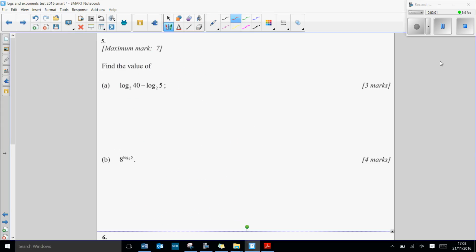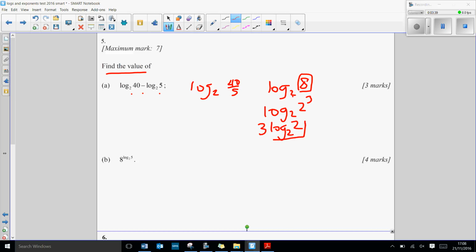Okay, question 5, we've got the same base for both of these log statements, and we're subtracting them, so we know this is going to be log base 2 of 40 divided by 5, so that's log base 2 of 8. Now we need to find the value, so we need to carry on going. The easiest way to do this is to recognise that this is base 2, so we need to try and write 8 as a power of 2. So this is going to be log base 2 of 2 cubed. The 3 then comes in front, so it's 3 log base 2 of 2, and we all know that log base 2 of 2 is 1, so that's equal to 3.